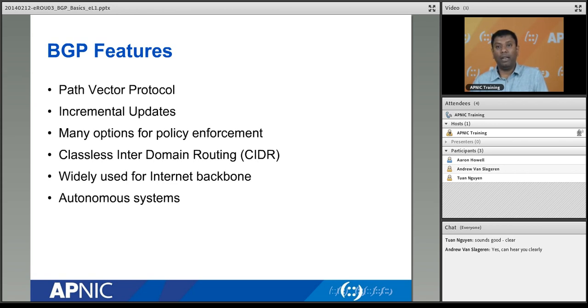BGP is widely used in the internet backbone. We all know that. If you see the massive internet backbone that we have nowadays, when all those small networks connected in the internet need to do routing among themselves, they use BGP as the standard, and almost all those routers nowadays use BGP when they need to do routing in the internet.